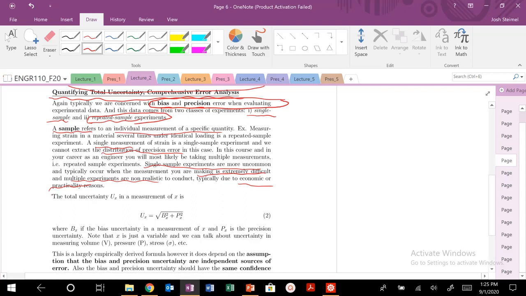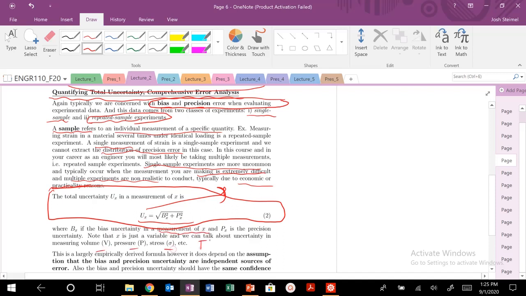So in this course, we are not going to do percent error. We are going to calculate total uncertainty. This is the metric that we care about, not R-squared, not percent error. Never put percent error in this course, only total uncertainty. The total uncertainty in some variable X could be volume, pressure, stress, temperature, strain, frequency, cyclic frequency, omega, et cetera. It will be the square root of the total bias error contribution and the precision error contribution.